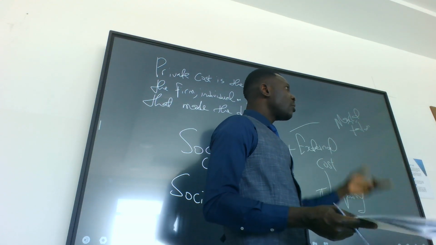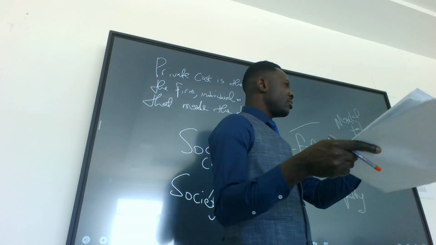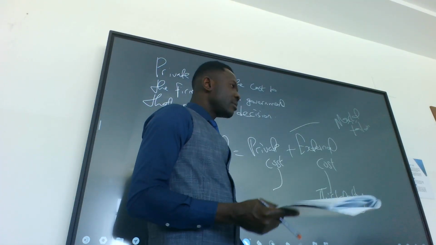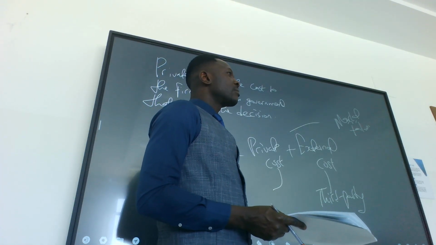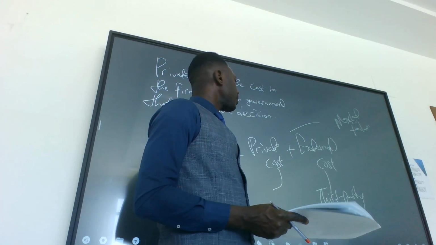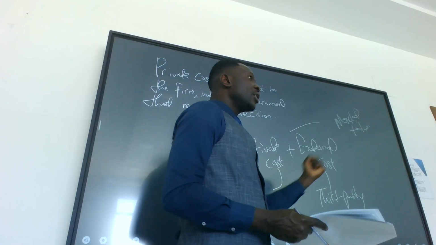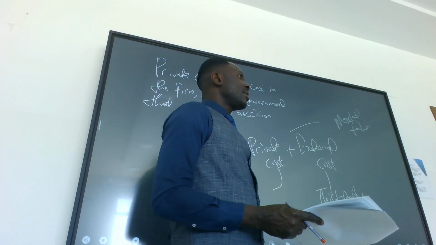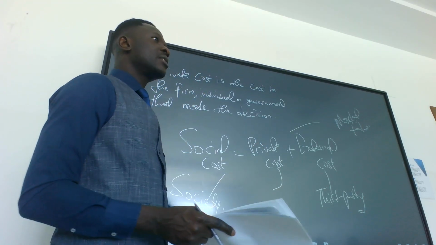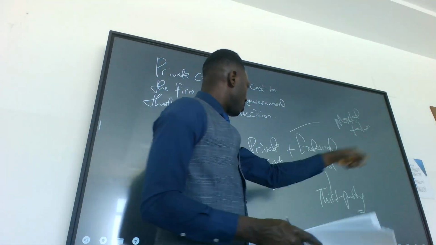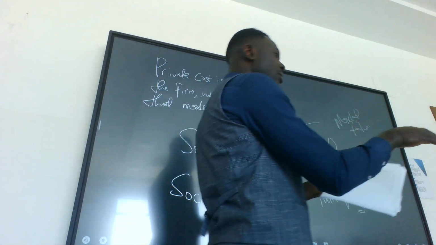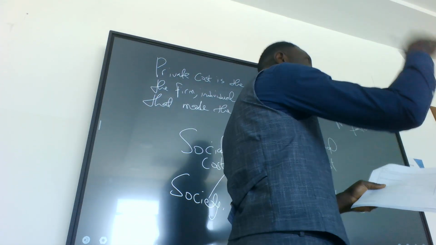Like cigarette smoking. Those within that environment who inhale the smoke, that is external. External is how it affects the third party. Social is both costs, your cost and my cost. My cost alone is private. My decision that affects you is external. Do you get it? So installing a solar panel is a private cost for that individual who wants to install it.